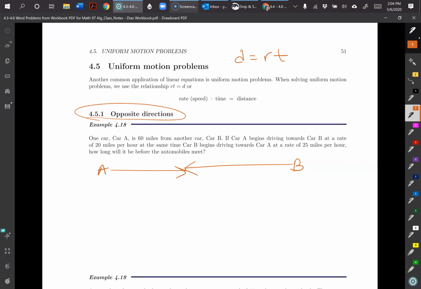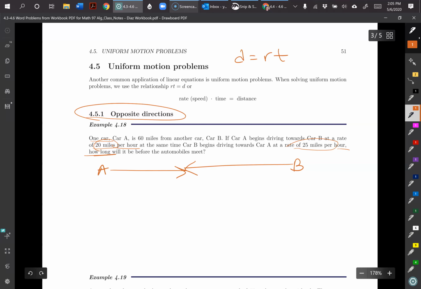So let's read through the problem. One car, and we'll call that one A, is 60 miles from another car, B. We'll read through the problem in full first, and then we'll start marking stuff up. If car A begins driving towards car B at a rate of 20 miles per hour, at the same time, car B begins driving towards car A at a rate of 25 miles per hour. How long will it be before the automobiles meet?